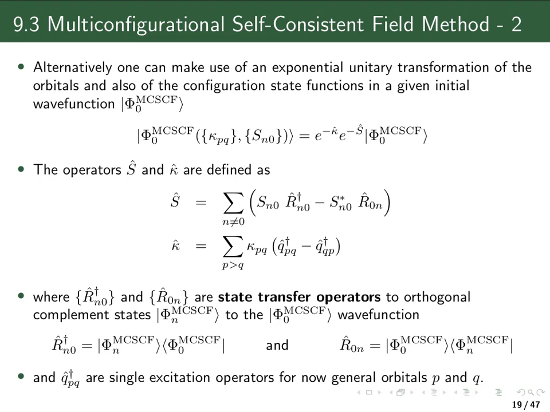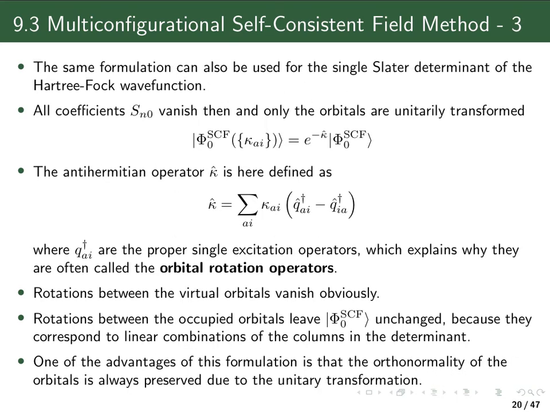This kind of ansatz for the to-be-optimized wave function with the unitary transformation can actually also be used for the Hartree-Fock wave function, where of course then we only have one determinant, so the part with the S operator vanishes, but we still have the part with the orbital rotation operators, where we here have some single determinant and then we let act this unitary operator.